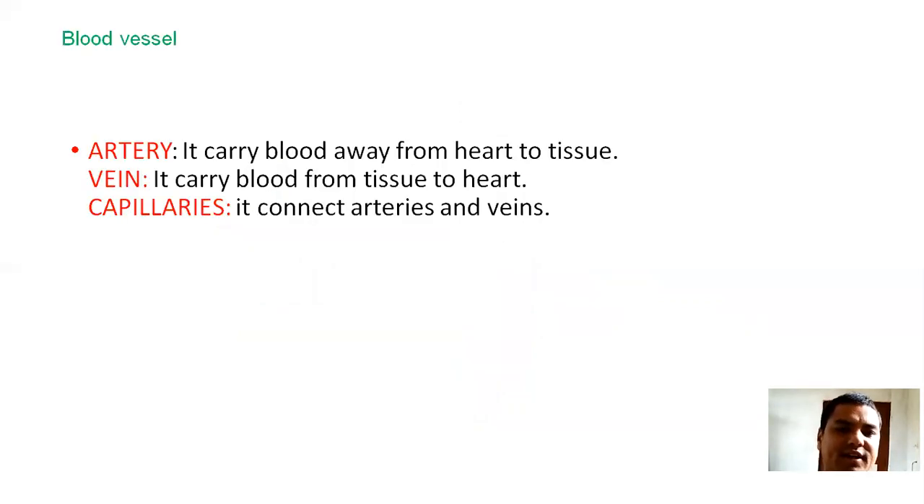Dear students, let's know about the blood vessels. In humans, there are three types of blood vessels which carry the blood. They are artery, vein, and capillaries. Artery carries the blood from the heart to the lungs, but vein carries the blood from different tissues to the heart. Capillaries connect the artery and vein and make a network of vessels around the different tissues or organs of the human body.